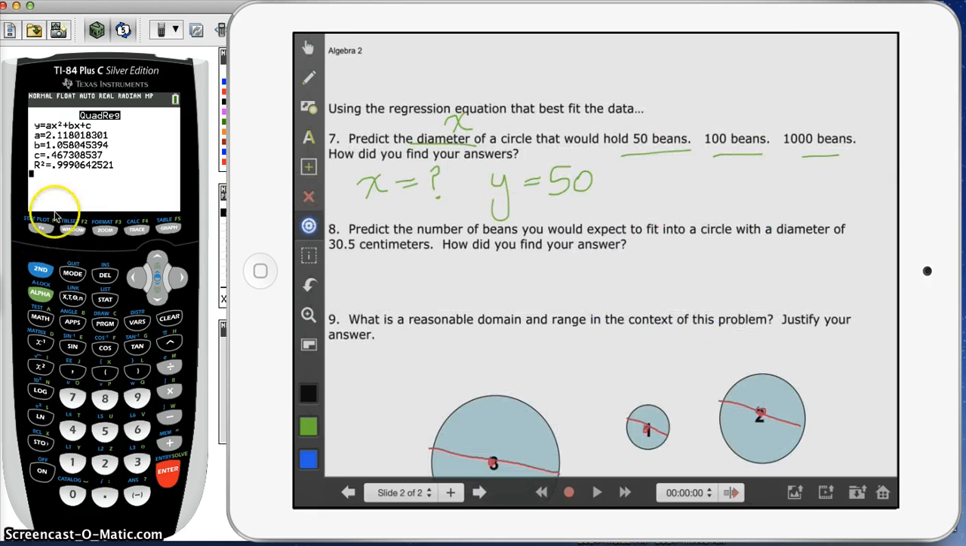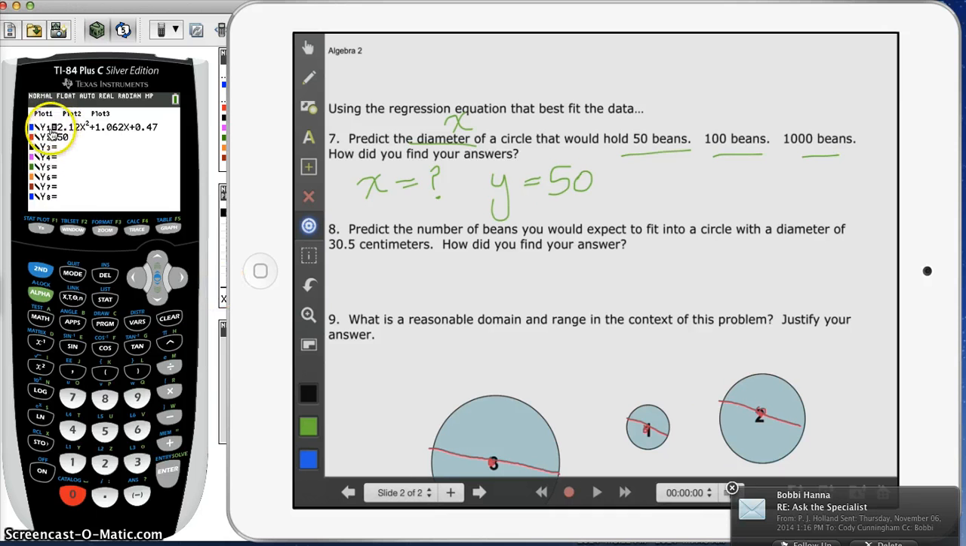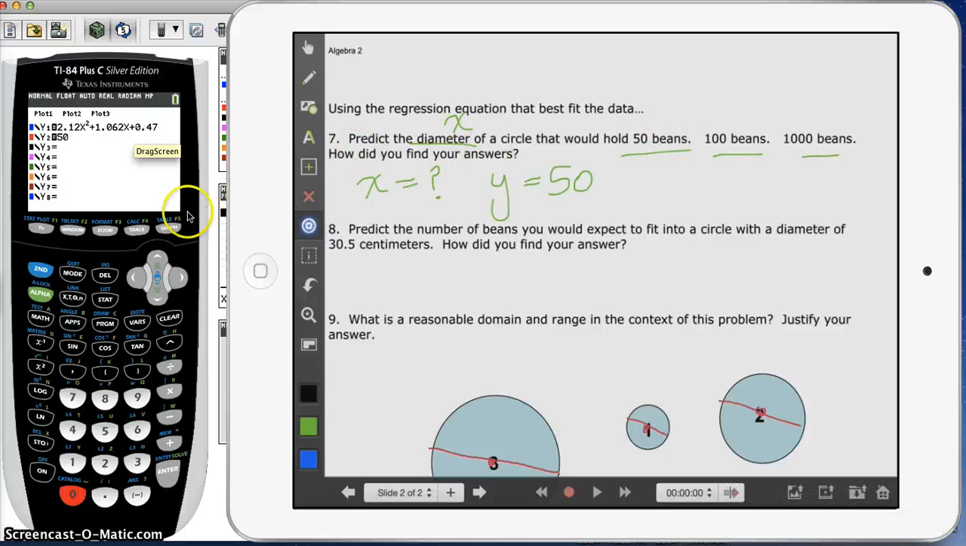And the other way is basically to go to Y=, and you can type the equation in Y1, the one that you just got, which is 2.12x squared plus 1.06x plus 0.47. And in Y2, you put 50 beans. So let's do that. I'm going to put 2.12. So go ahead, do that. I'm going to pause the video. So as you can see, I put my quadratic equation in Y1 and 50, which is the number that they want, in Y2, and I graph them.